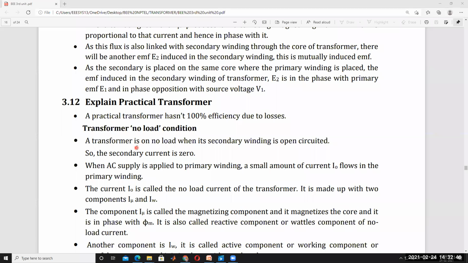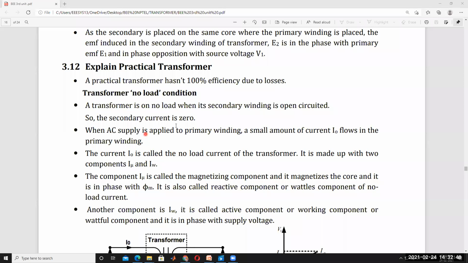Now coming to the practical transformer. A practical transformer necessarily has some winding resistance, no? Some voltage drop is also there. That's why a practical transformer does not have 100% efficiency, due to losses.